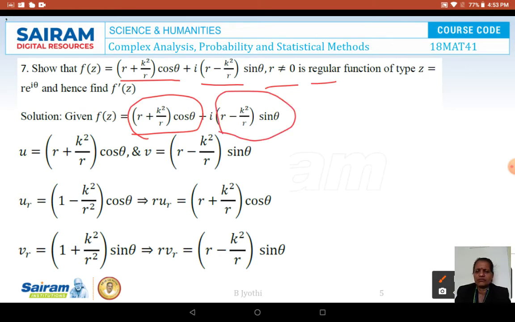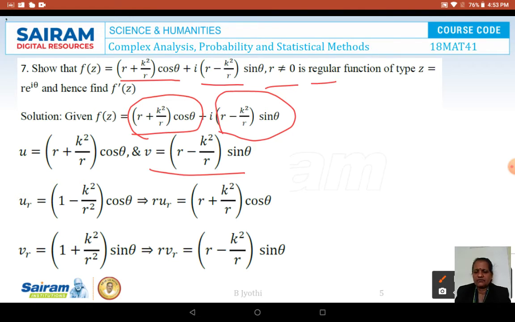So u is given by (r plus k square by r) into cos theta, and v is given by (r minus k square by r) into sin theta. Differentiate with respect to r. We get ur is equal to (1 minus k squared by r square) cos theta.